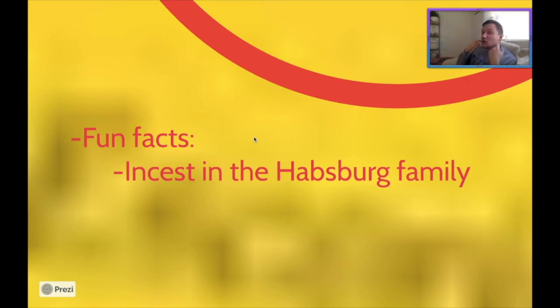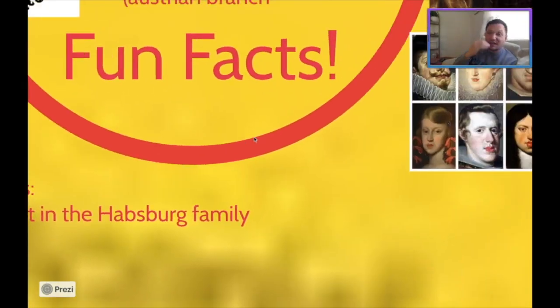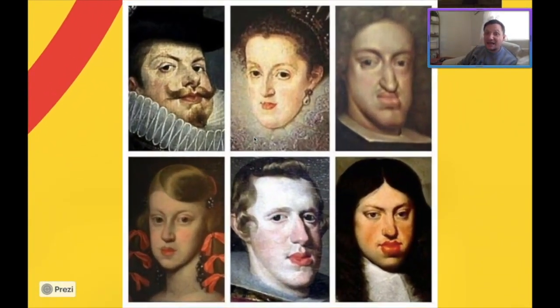It was called the Habsburg jaw. Write that down. The Habsburg jaw is basically an underbite like this: their top teeth would go behind their bottom teeth, and that's how you always knew, oh, that's a Habsburg right there, because their parents were all cousins and stuff. It got so bad that they kept passing on these recessive genes and bad genes that they all had this huge problem.